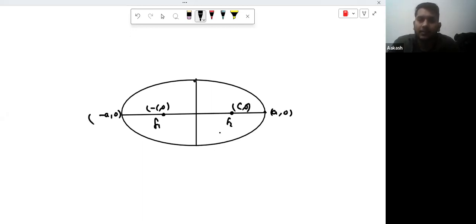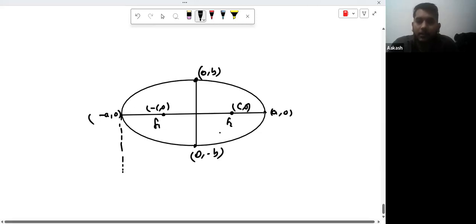Of the major axis, and the coordinates on the minor axis are 0, b and 0, minus b. Just remember the coordinates and everything will be fine. It's very easy. So if you look at the length of the major axis, length means from here to here.